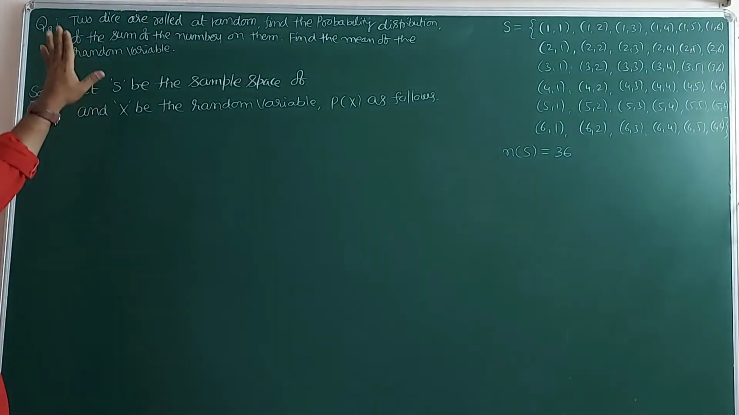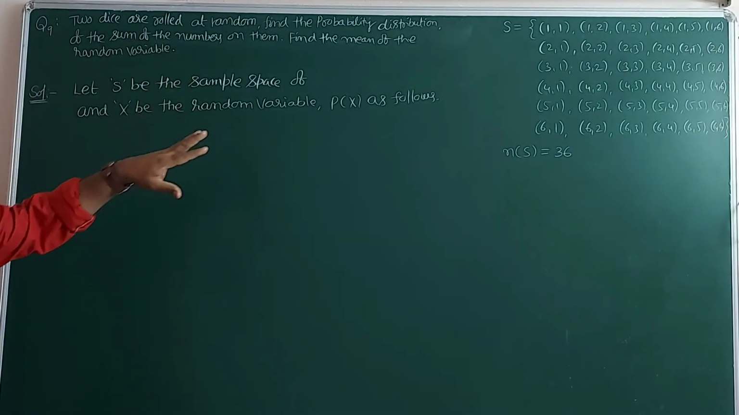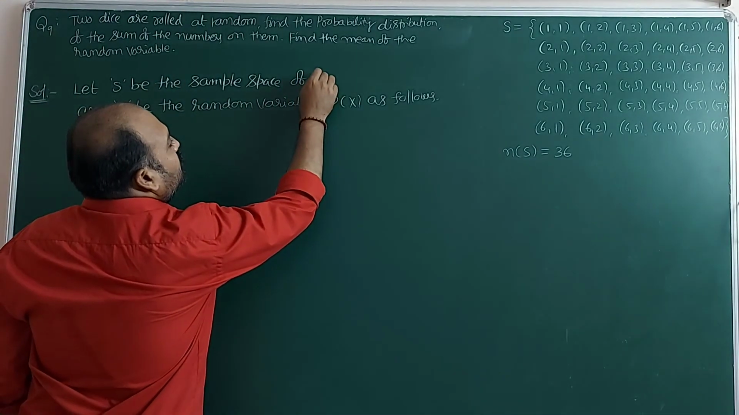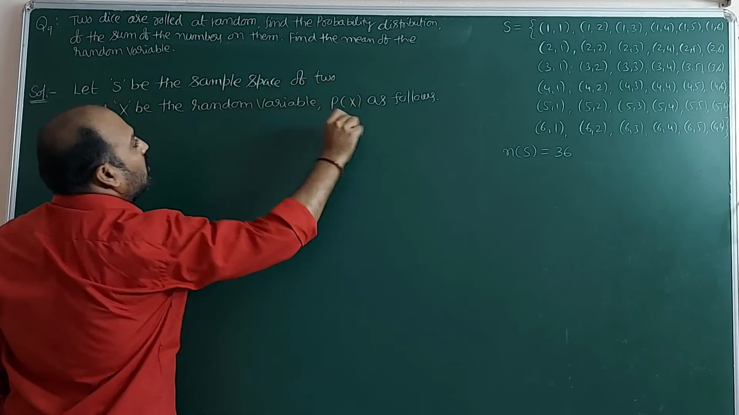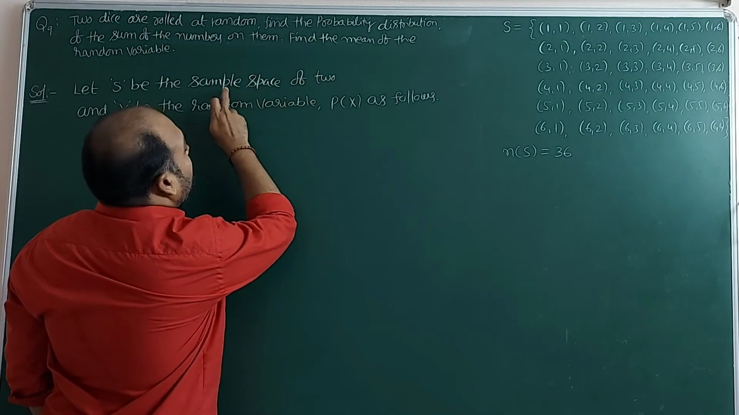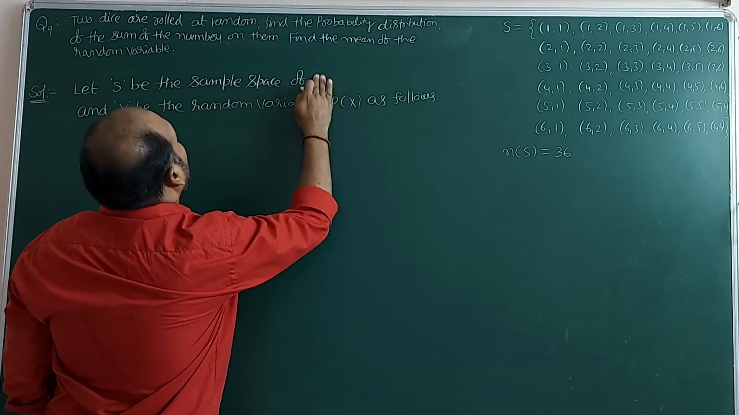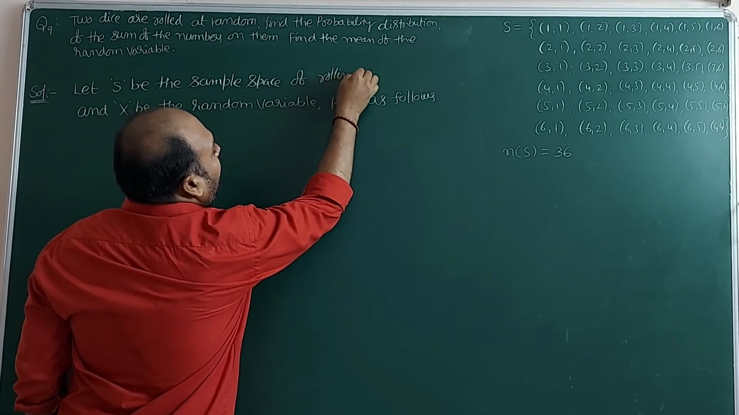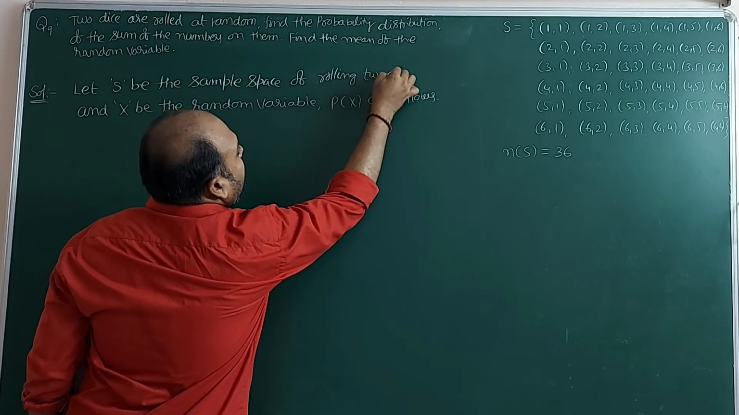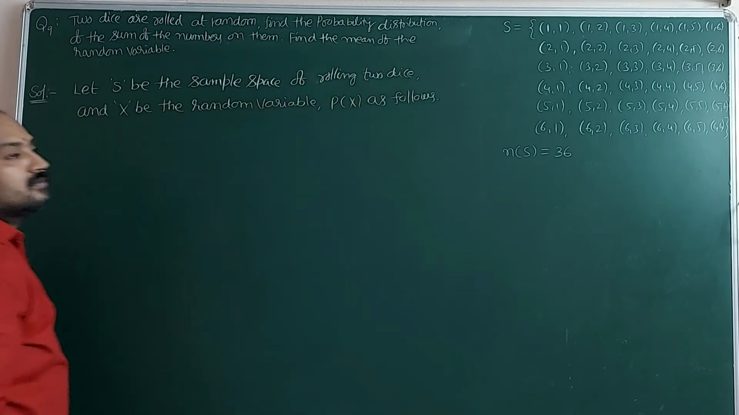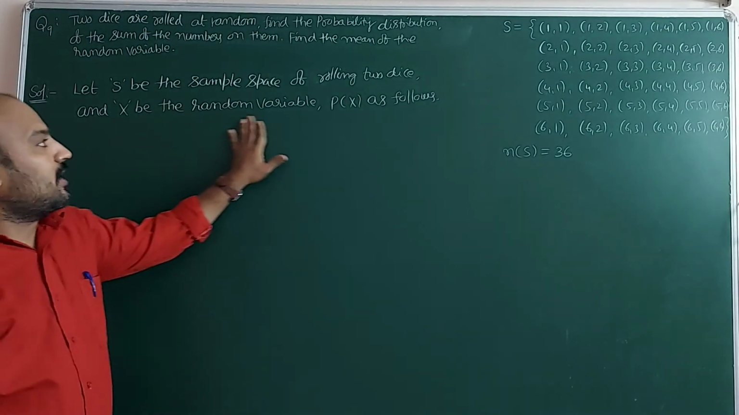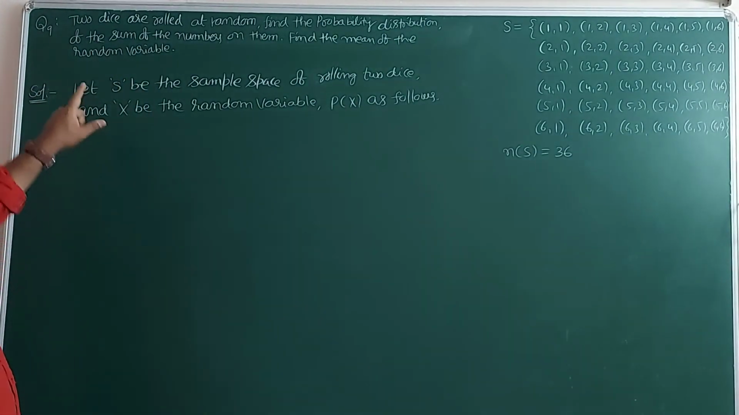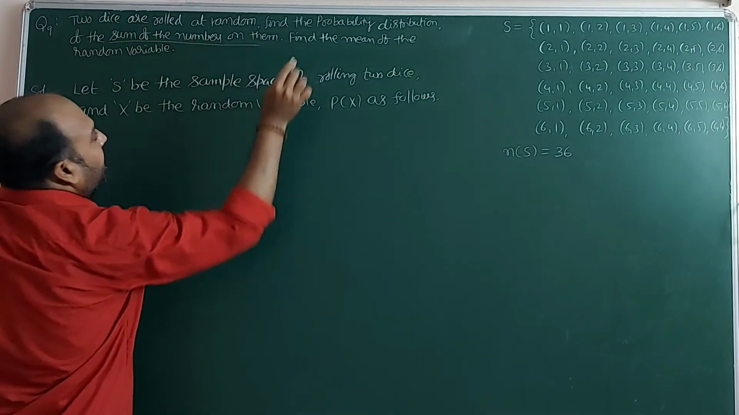See here, 2 dice are rolled at random. Let S be the sample space of rolling 2 dice, and x be the random variable, P of x as follows. So here the condition is the sum of the 2 numbers on them.